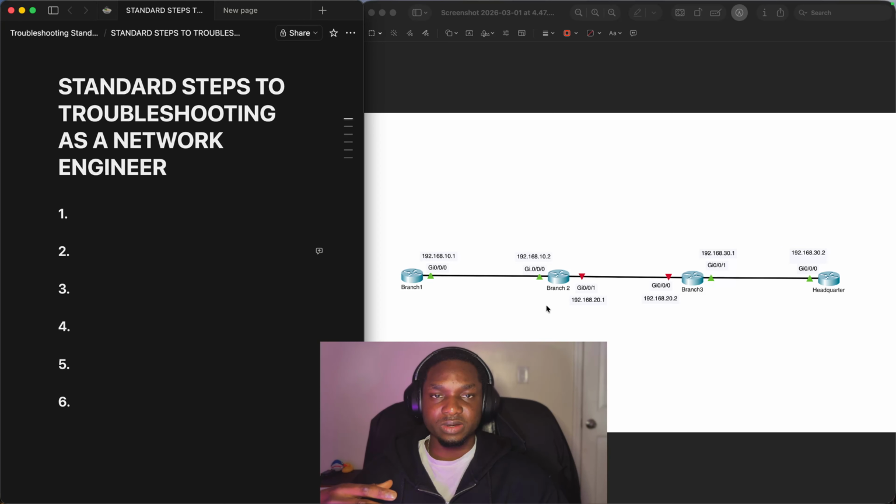Today I'll be walking you through the standard steps to troubleshooting as a network engineer. These steps are not only applicable to the tech field or network engineering, they are very much applicable in any field as long as you're troubleshooting and solving problems, think ticketing and the likes. You would find this really helpful. If you're interested in learning these troubleshooting steps, and want to see how they could be applicable in this network-based scenario, let's go straight into it.